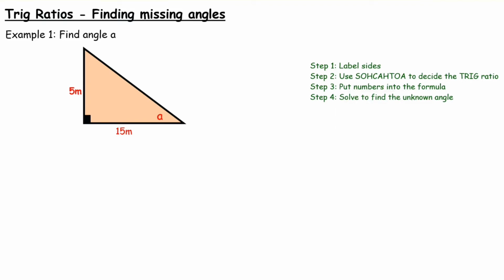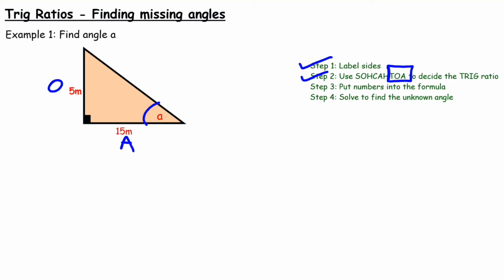In this video, I'm going to look at how to find the missing angles. Now, the first thing is, of course, you have to look at your reference angle. And step one, label the sides. That will be the opposite. And that will be the adjacent, which means you're going to use tan.